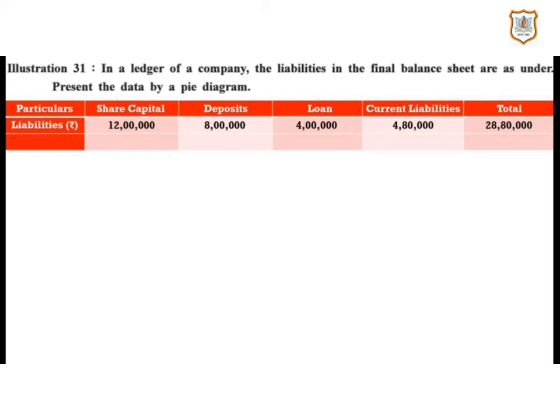So we are going to find the angle with the help of the formula, that is subdata divided by total data. 12 lakh divided by 28,80,000 into 360 gives you 150 degree. 8 lakh divided by 28,80,000 into 360 gives you 100 degree. 4 lakh divided by 28,80,000 into 360 gives you 50 degree. 4,80,000 divided by 28,80,000 into 360 gives you 60 degree, and if you total it, you will get 360 degree.